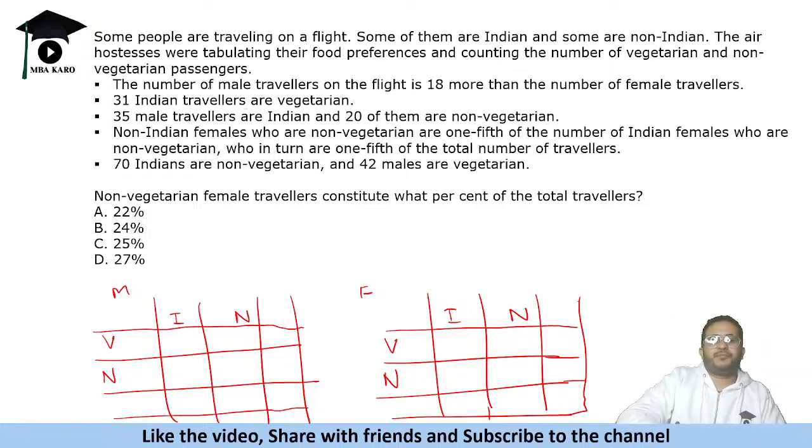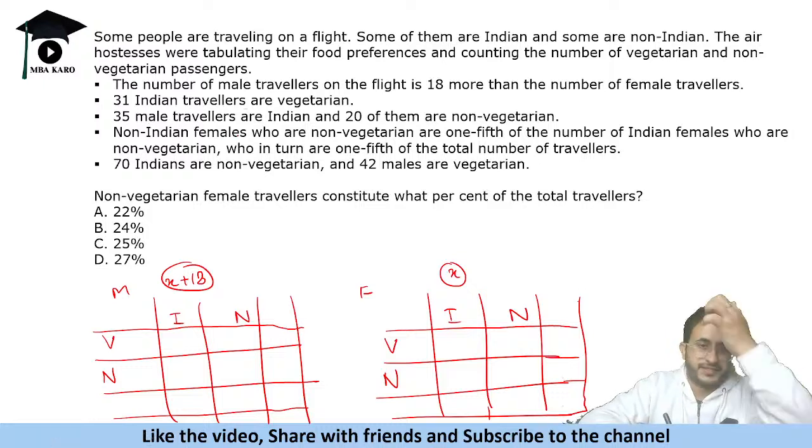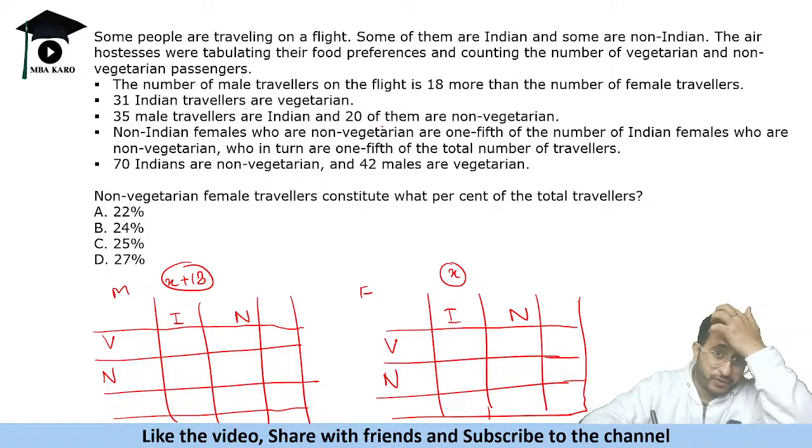So it says the number of male travelers on the flight is 18 more than the number of female travelers. Whatever the total number of females is x, the males will be x plus 18. 31 Indian travelers are vegetarian. Now Indian travelers can be male and female both. Next it says 35 male travelers are Indian and 20 of them are non-vegetarian.